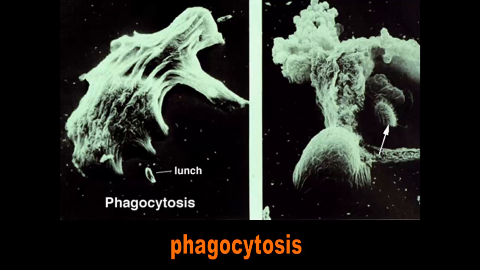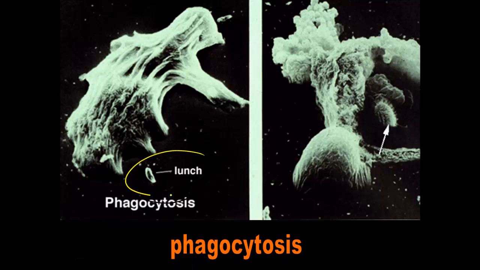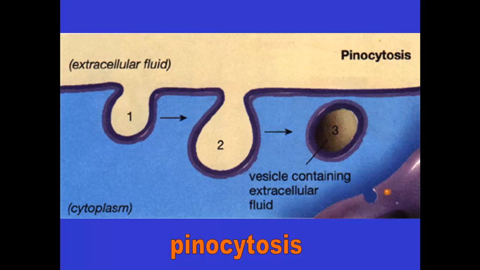So here's phagocytosis. You see your white blood cell, or this is an amoeba, which is very like a white blood cell. And there's the bacteria. And the white blood cell is going to bring that bacteria into its body by forming a vesicle around it. So here you see the amoeba, and it's going to eat by bringing the vesicle inside its body. That's phagocytosis.